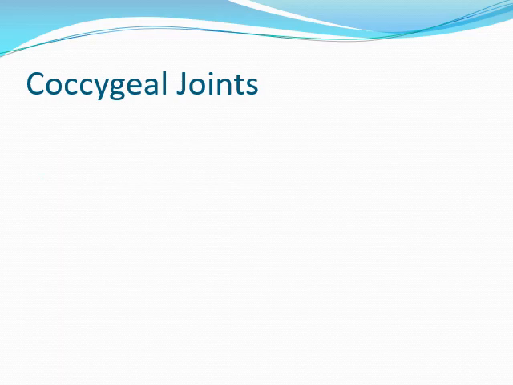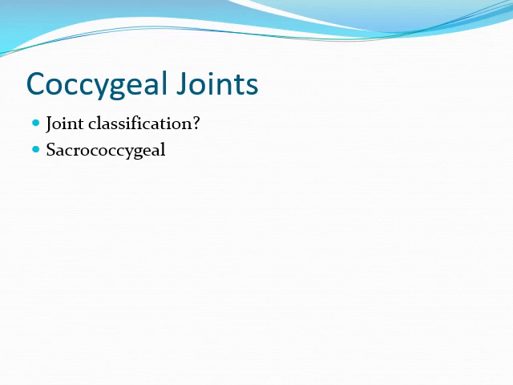Then you have the coccygeal joints. Okay, so the coccygeal joints, we're now down into the tailbone. Those are synarthrodial joints, because that's kind of a fused joint. The 3 to 5 vertebrae that make up the tailbone fuse together. So we have two different articulations here. We have the sacrococcygeal, that's where the sacrum and the coccyx join together.